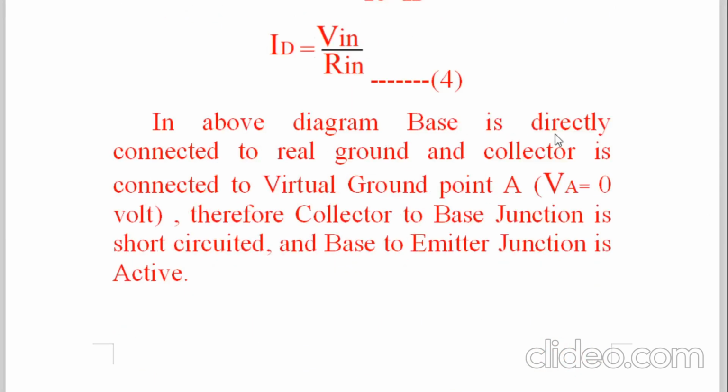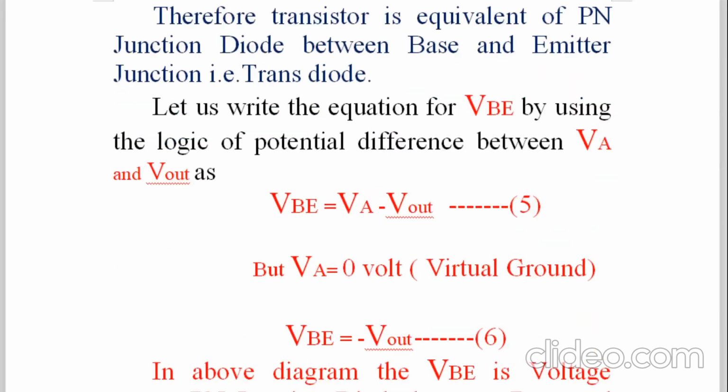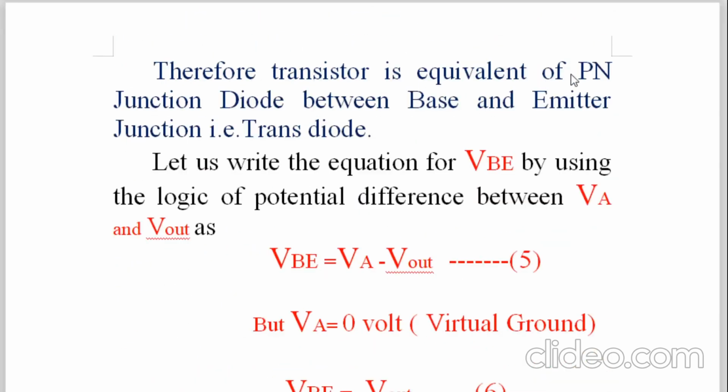In the above diagram, base is directly connected to the real ground and collector is connected to the virtual ground point A where VA is equal to 0 volt. Therefore, collector to base junction is short circuited and base to emitter junction is active. So here, the transistor is equivalent to a PN junction diode between base and emitter, that is called transdiode.